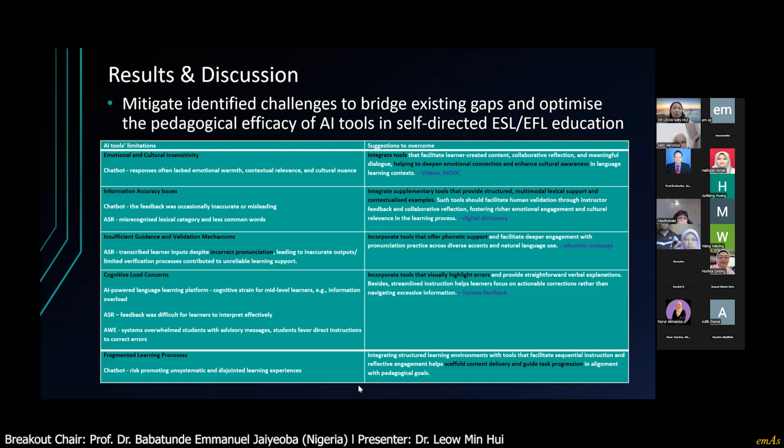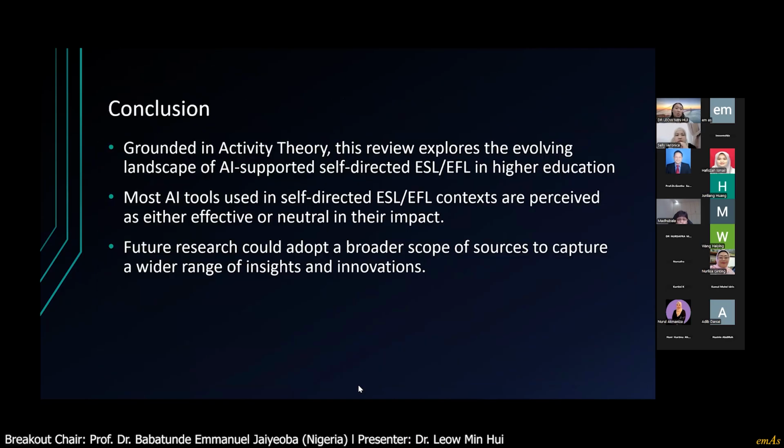So this study also suggests that we can consider the integration of AI with non-AI tools as well, as long as it helps the students' learning. As a conclusion, this review is grounded in activity theory, with all the elements. It also shows the most prevalent AI tools that can help the students. And there are also some limitations and gaps highlighted in this study. So future research could adopt a broader scope of sources to further research in this field. I think that's all from me.